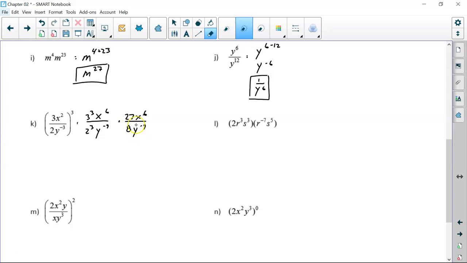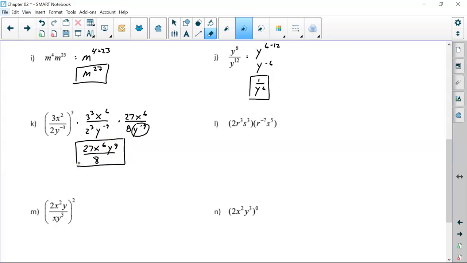Now, the negative exponent we can't have. So what I like to do is circle the factor with the negative exponent, and that's the only thing that has to move. So the 27 x to the 6 stays where it is. The 8 stays where it is on the bottom, and now the y to the negative 9th moves to the top and becomes y to the positive 9th.